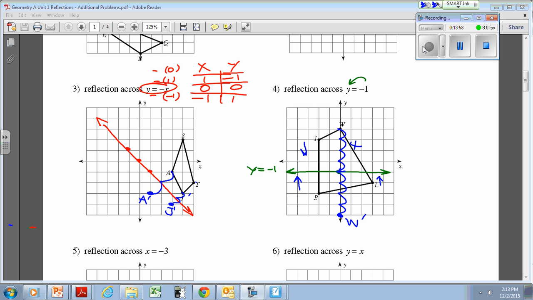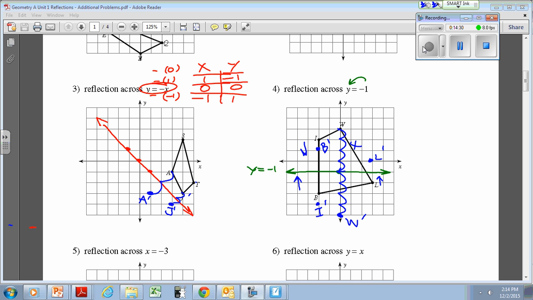Let's see. What am I doing? I'm trying to finish this whole problem. Yeah, it's west. All right, L should be right here, 1 away. L prime. B should be 2 up. 1, 2, 1, 2. B prime. And how about I? You're 1, 2, 3. 1, 2, 3. I prime.